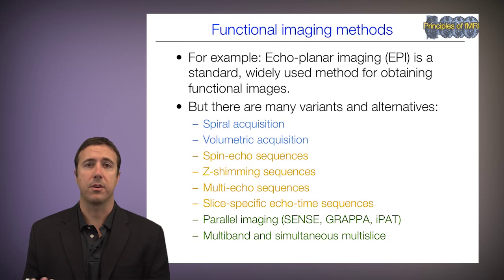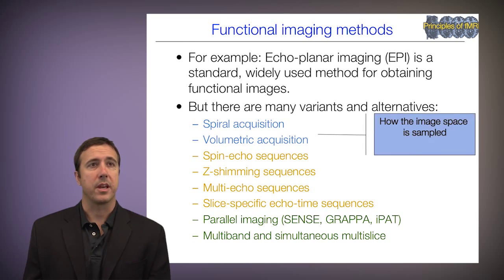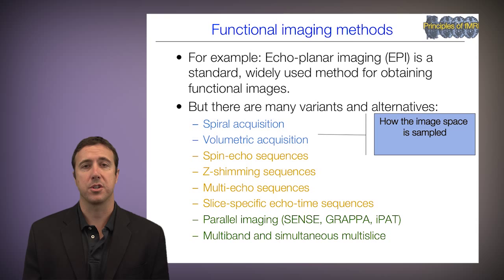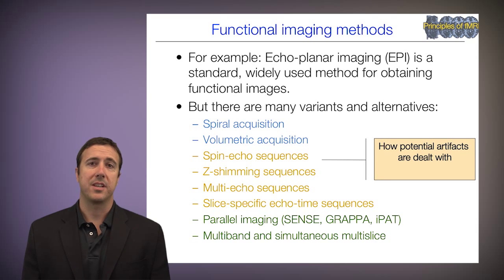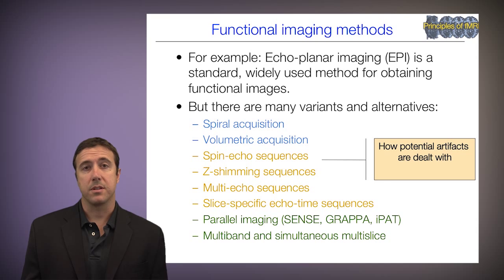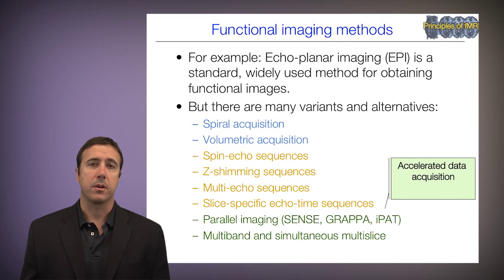But there are many variants and alternatives for how to do this well, and those relate to how the image space is sampled. So there's also spiral acquisition or volumetric acquisition choices or sequences, and how potential artifacts are dealt with. These include things like spin echo sequences or Z-shimming to reduce artifacts, multi-echo sequences for better neural specificity, and slice-specific echo time and flip angle sequences. They also include other kinds of choices like accelerated data acquisition options. These include parallel imaging and multiband or simultaneous multi-slice imaging as well.